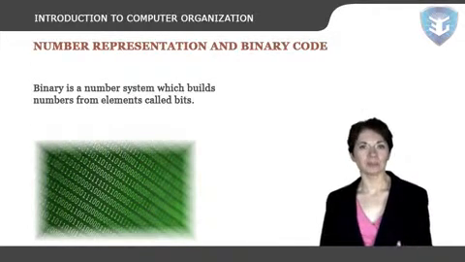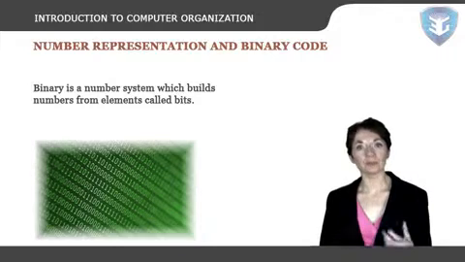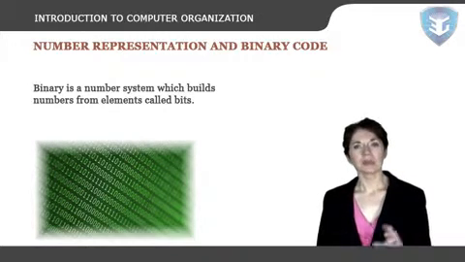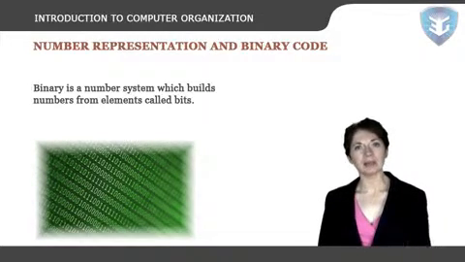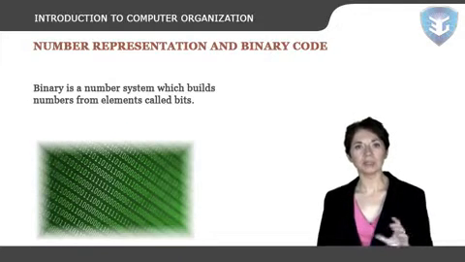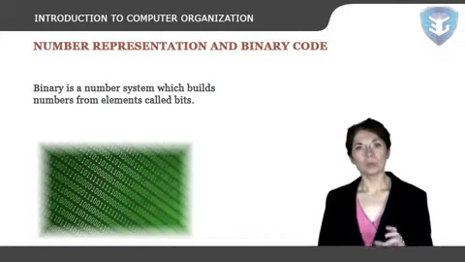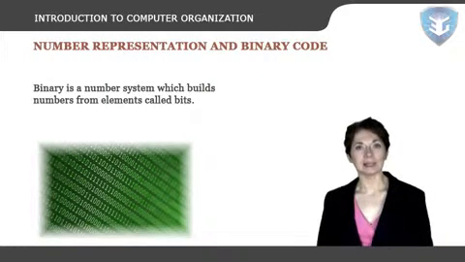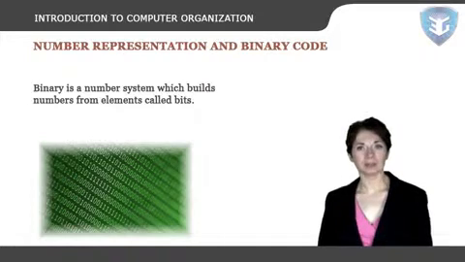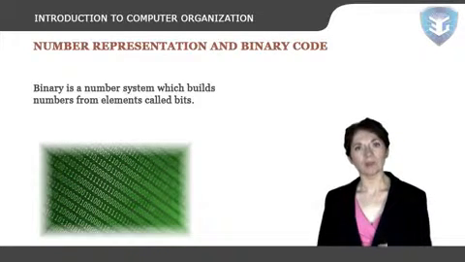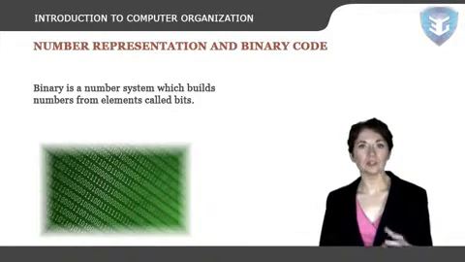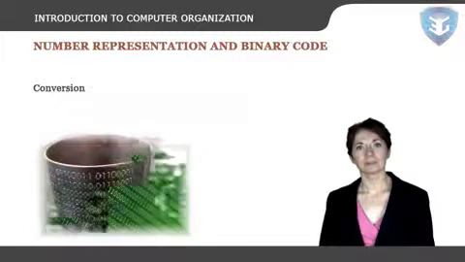Now we will study the number representation and binary code. Binary is a number system which builds numbers from elements called bits. Each bit can be represented by any two mutually exclusive states. Generally, when one writes it down or codes bits, one represents them with 1 and 0 to build binary numbers, the same way one builds numbers in the traditional base 10 system.